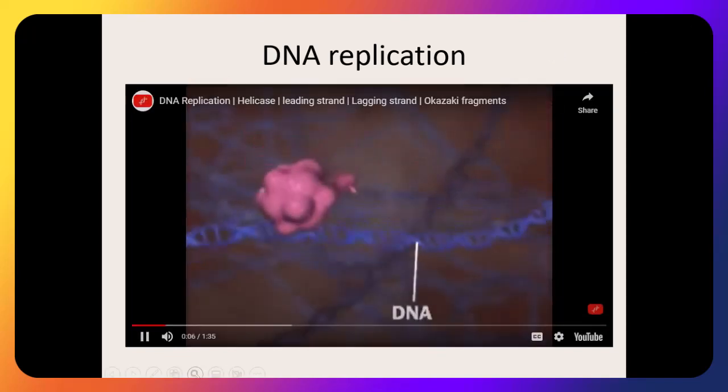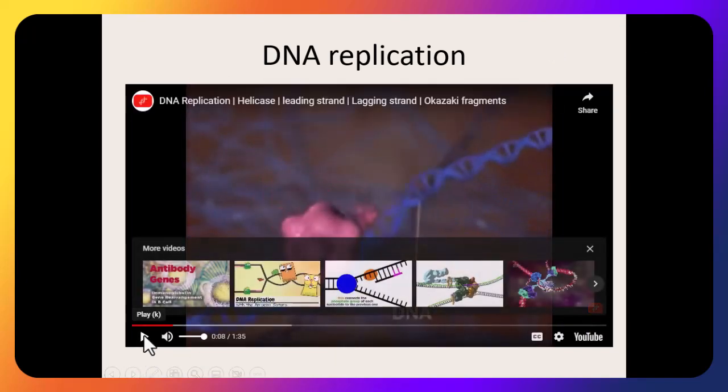When DNA replicates, its strands are separated. Now my little note, all my little pictures, it was unzipping going to the left. This video has it unzipping going to the right. It still does the same thing, it just is backwards.